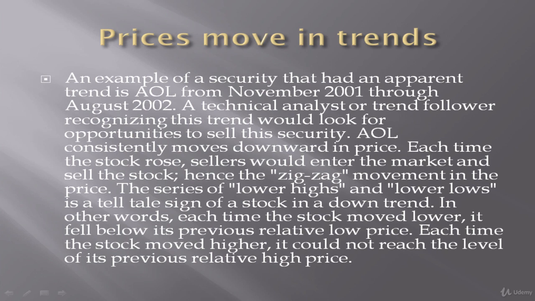For example, yesterday's lower price was $49. Today's lower price, if the trend is down, will be $48.70. So basically it is breaking the previous low. Each time the stock moved higher, it could not reach the level of its previous relative high price. So basically if the previous high price was, let's say, 51 and it fell to 49, the second high will always be lower than 51. It will be 50 or 49-50.